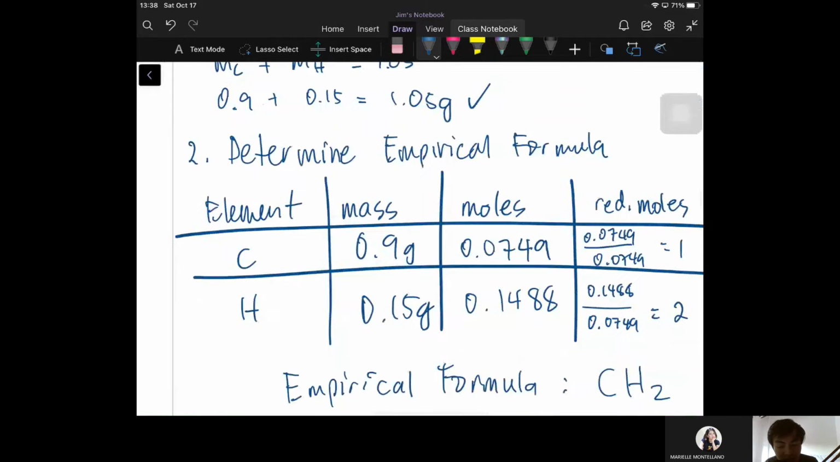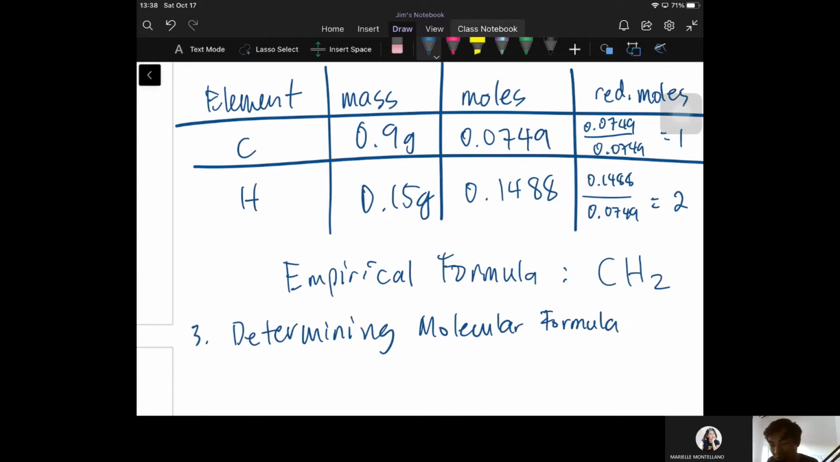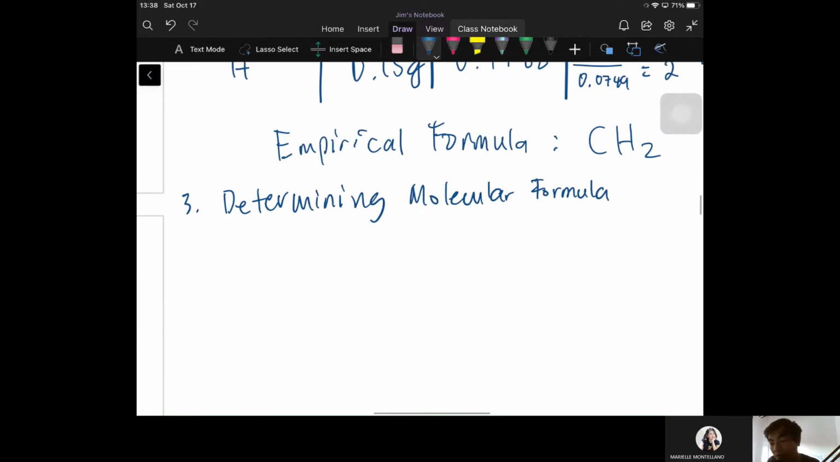So, nagawa na natin yung empirical formula. Ngayon, hanapin natin yung molecular formula. Determining molecular formula. Okay, so alamin natin yung molecular formula. Paano yan, no? So, ganito.